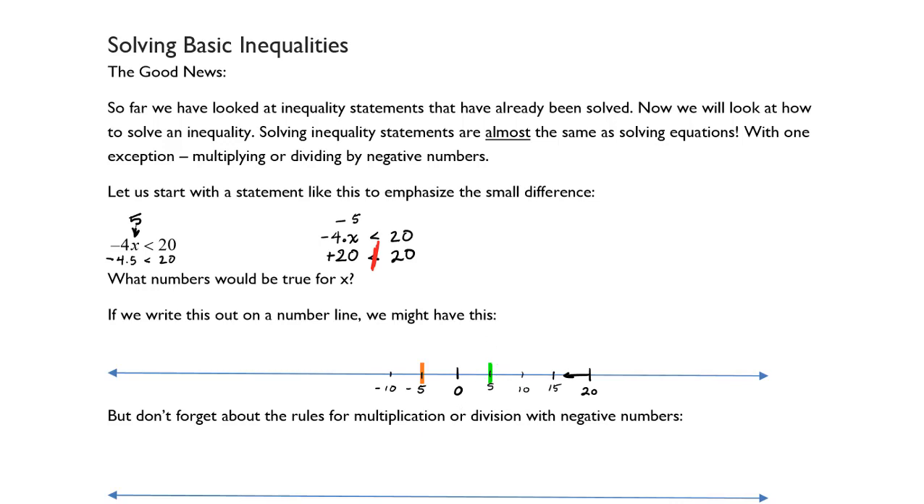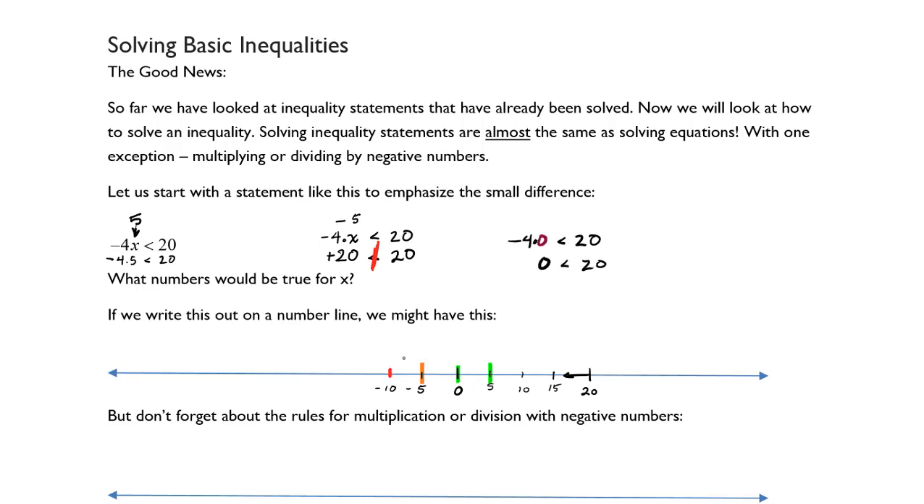Let's put 0 in. Let's try 0. If we put 0 times negative 4, that would give us 0 is less than 20. Hey, that works too. So we have a green dot here at 0 as well. My point here is that it appears like numbers to the right of negative 5 will work.